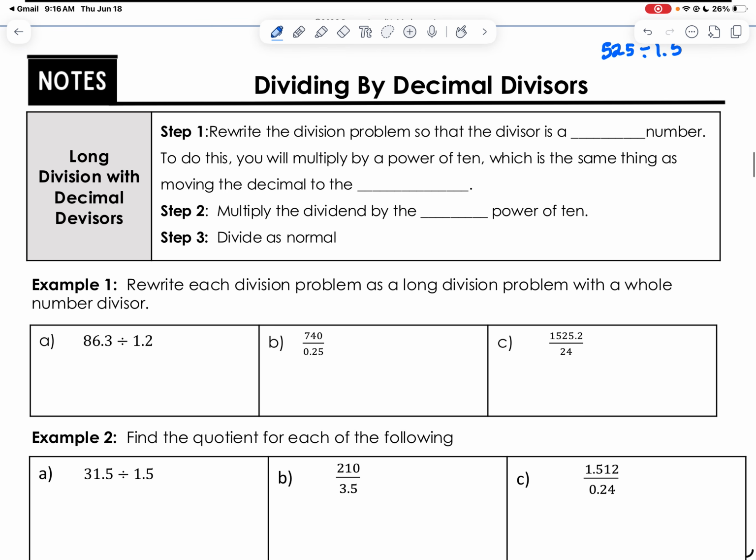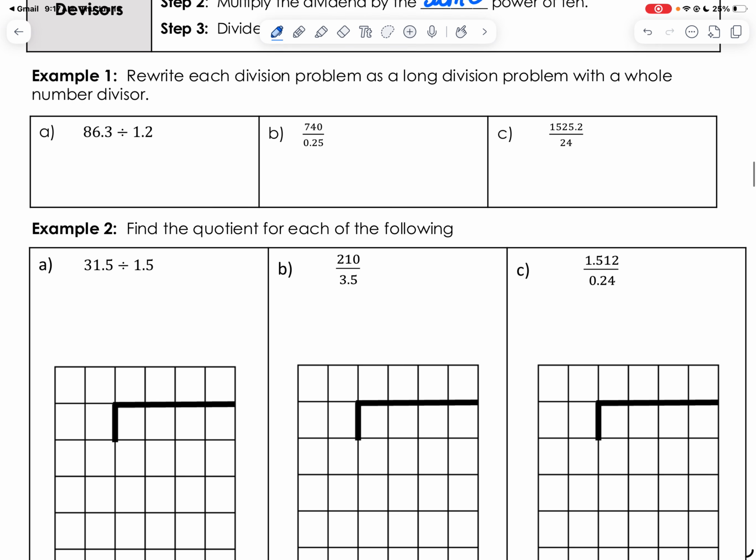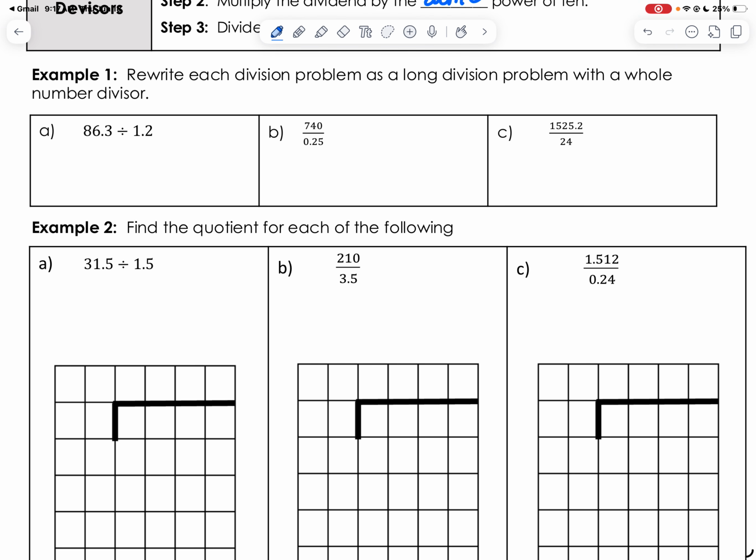Now, to do this, in step one, you rewrite the division problem so that the divisor is a whole number. To do this, you simply multiply by a power of 10, which is the same thing as moving the decimal to the right. In step two, you multiply the dividend by the same power of 10, and in step three, you divide as normal.